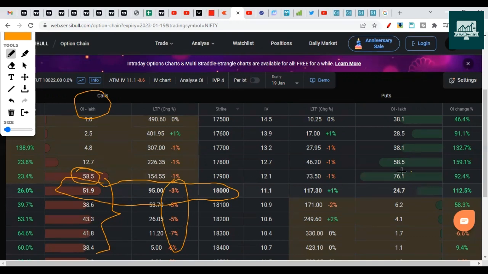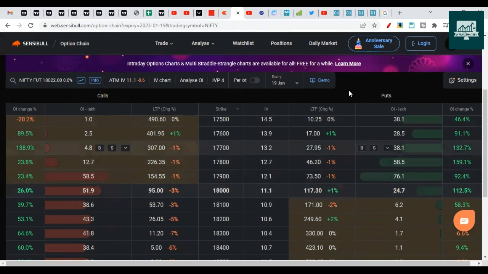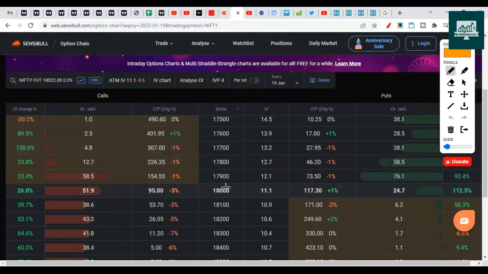On the support side, the major support is at 17,900. A break of this will take us towards 17,800 and 17,700. So 17,700 should be easy. A close below 17,900 will take us towards 17,700 in the next 1 or 2 days. So this is the main thing the option chain tells us. It's a very contracted range between 18,000 and 17,800, just a 100 points range as of now.